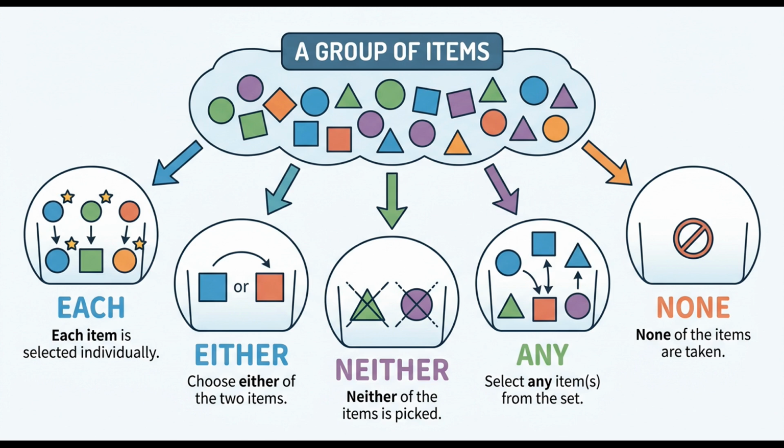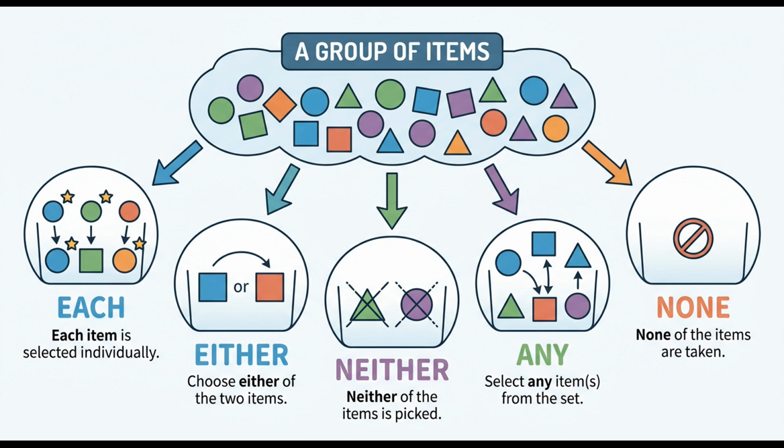Next, we'll look at distributive pronouns, which refer to members of a group individually rather than as a whole. Words like each, either, and neither help us focus on single units within a larger set. For instance, "each of the students" highlights every person separately. This is very useful for being precise in your descriptions.